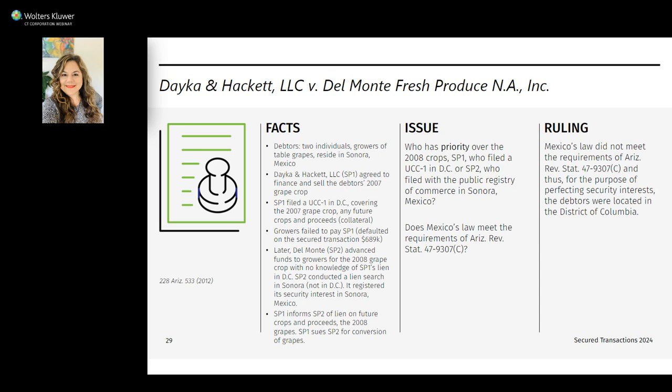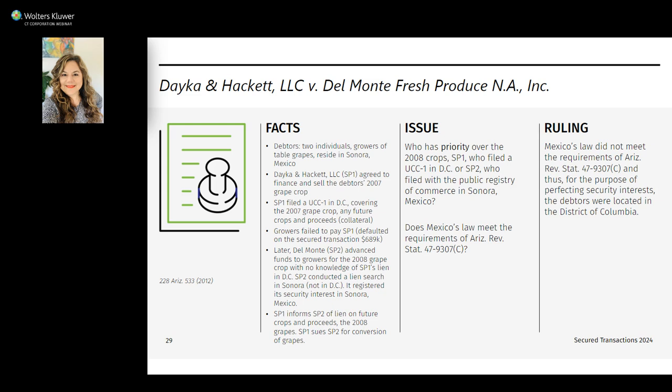Growers then failed to pay the secured party because 2007 was a bad year for grapes, so they defaulted on the $700,000 loan. Later, Del Monte, secured party two, comes into the picture, fails to do a search in DC, advances the growers the grape funds. They didn't know about the first lien that DACA had taken out in DC.